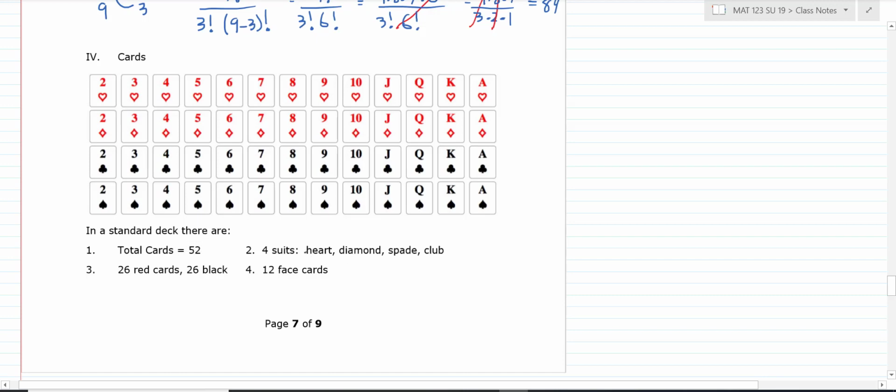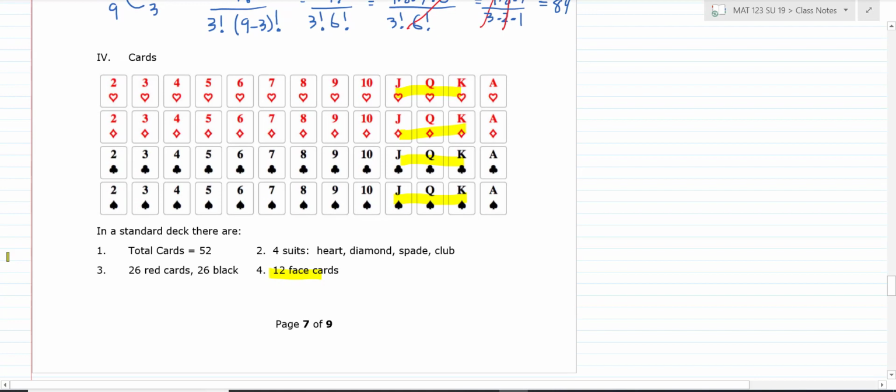There are 4 suits. These are the hearts, these are the diamonds, those are the clubs, those are the spades. And 26 are red, 26 are black. And then the face cards are these right here. Aces are not face cards. So those are the 12 face cards. If you're not a card player, you can go buy a deck of cards and at least learn how the numbers go. In general, for this level of a class, I'm not requiring that you learn how to play poker or anything.